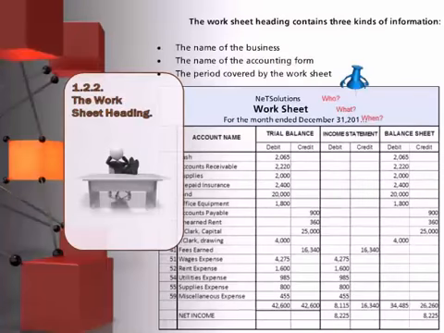The worksheet heading. The worksheet heading contains 3 kinds of information: the name of the business, the name of the accounting form, and the period covered by the worksheet. Notice how these elements are positioned on the worksheet in the figure. Follow this format when preparing the heading of any worksheet.